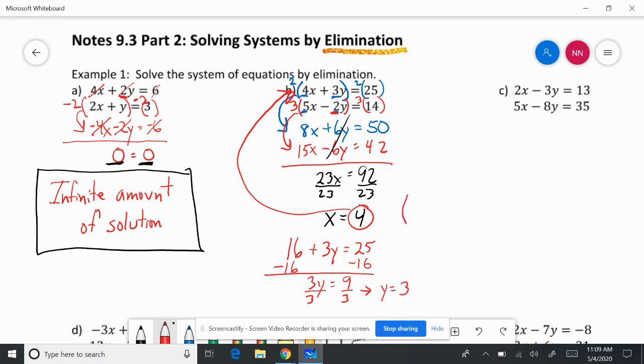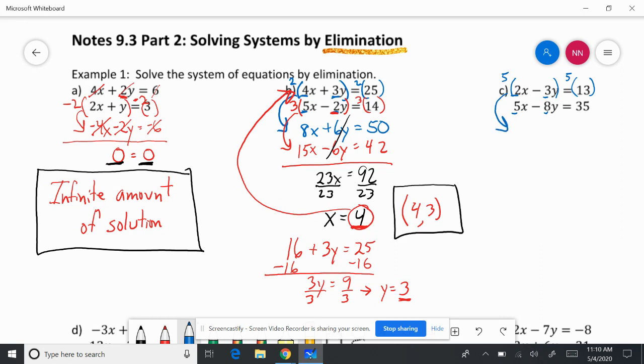So remember, I'm going to write it as an ordered pair. X comes first, y comes second. So my ordered pair is 4, 3. Now, looking at letter C, I'm going to do the same process as before. What I want to do is create opposites. I see 2 and 5 and 3 and 8. 2 and 5 are smaller numbers, so I'm going to choose those to cancel. So the least common multiple of 2 and 5 is 10. So I'm going to multiply this one by 5.